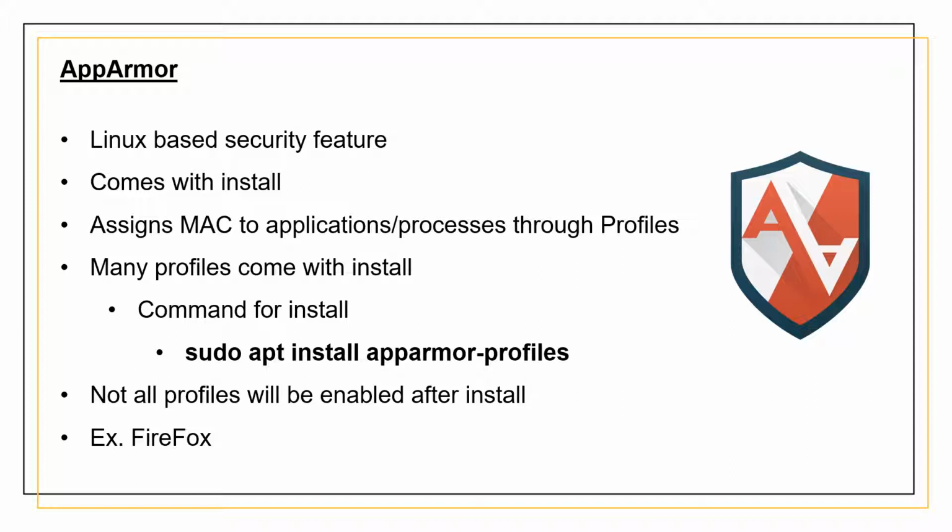They're located in the AppArmor directory in /etc/apparmor.d. And more profiles can be downloaded from this command right here, the sudo apt install apparmor-profiles. This apparmor-profiles is what is called the profile package for AppArmor. Not all profiles will be enabled after the install though. Some of them you will actually have to manually go in and enable. For example, Firefox. It has a profile that can be downloaded, but you yourself have to actually go in and enable it.